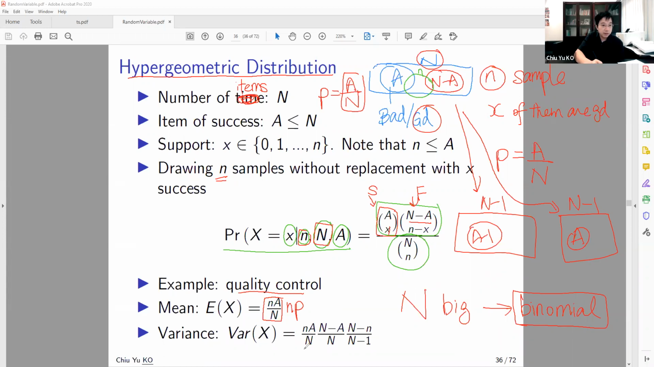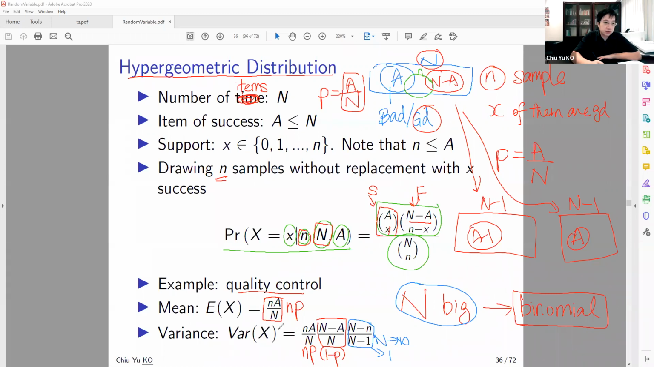And here we have np times 1 minus P, and another interesting term that is different from the binomial. Here, when you see N go to infinity, this thing goes to 1. So that's why originally I said when we have a very big population, a very big thing we try to look at, then it's the same as binomial. We didn't prove it, but you can see from the variance that this is the case.